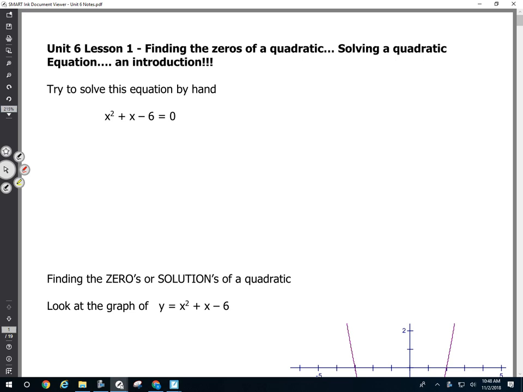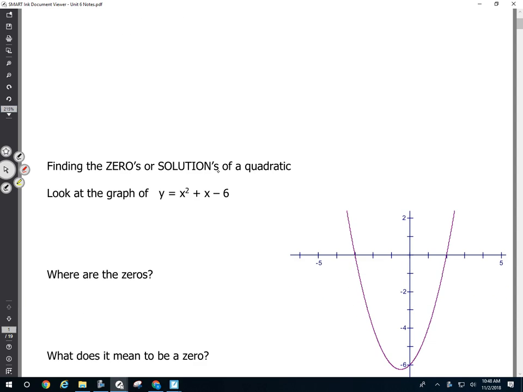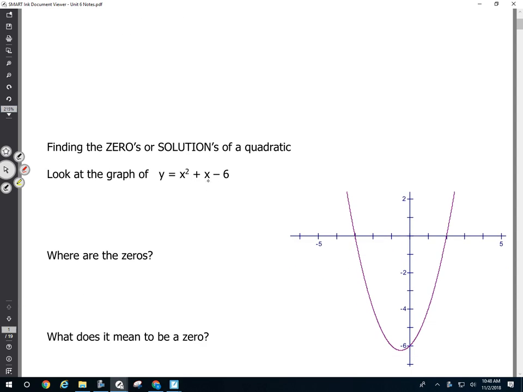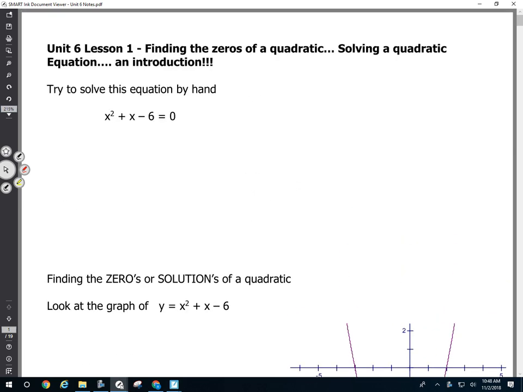What is a quadratic? It's like this guy down here. It's y equals x squared plus x minus 6. When we have x squareds, we have x's sometimes, numbers. And our goal, for the most part in this unit, is to solve these quadratic equations, like this equation, x squared plus x minus 6 equals 0. Go ahead and solve that.